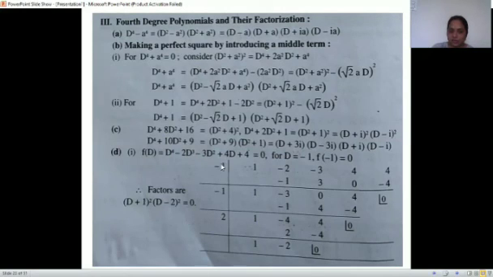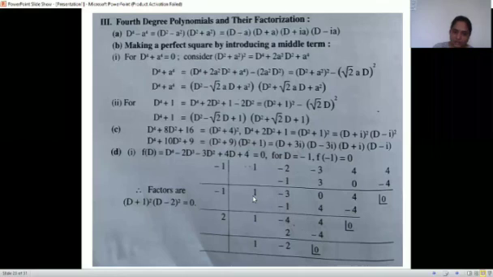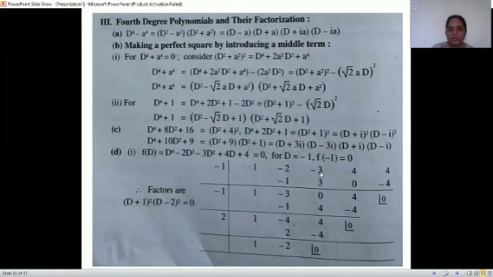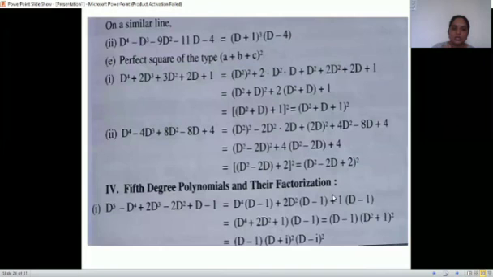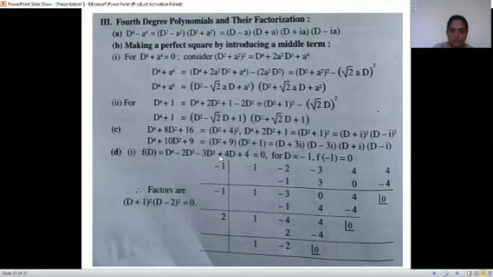So for minus 1, we are getting the root. How do we get this? 1 is as it is here, then multiplication here, addition, minus 3, again multiply here, add 0, again multiply 0, add 4, minus 4 right here, and finally it is 0. Therefore, minus 1 is the root.